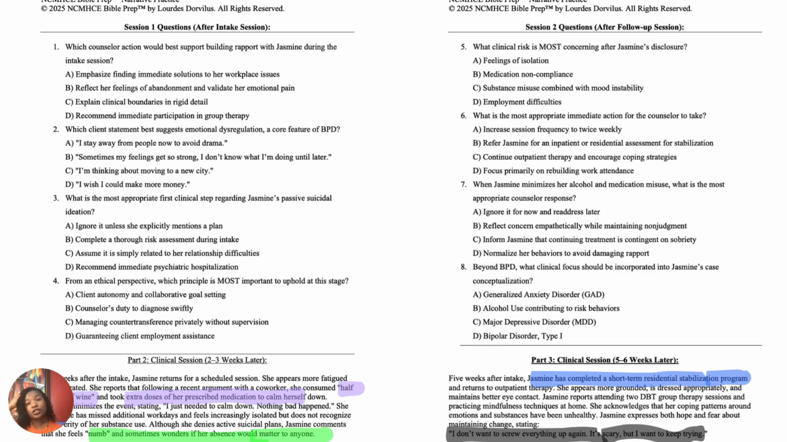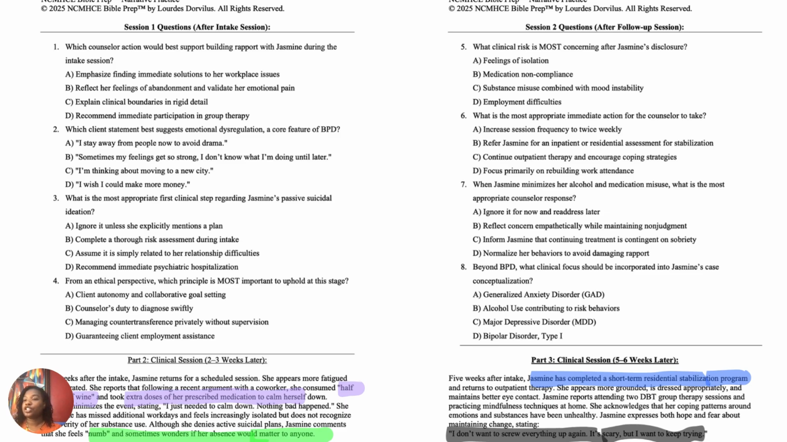The correct answer is B because this answer reflects impulsivity and intense emotional swings, which are hallmarks of BPD. It shows a loss of control in the moment, which is central to emotional dysregulation. The other options describe avoidance, future planning, or low mood, not dysregulation. Number three, what is the most appropriate first clinical step regarding Jasmine's passive suicidal ideation?